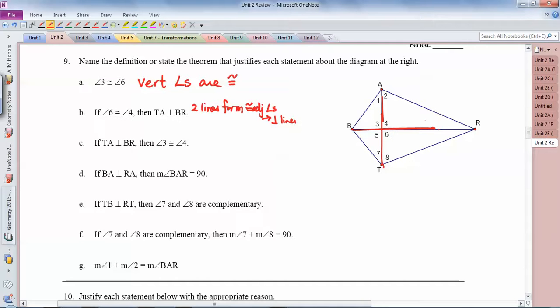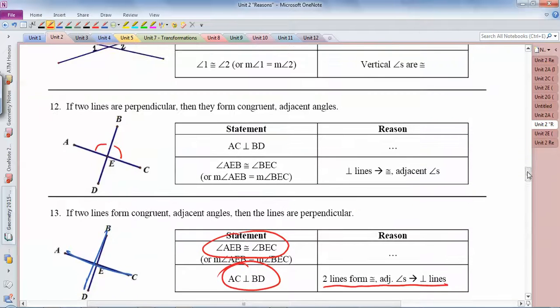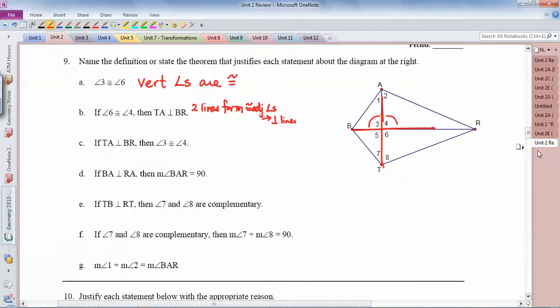If the 2 lines are perpendicular, then angle 3 is congruent to angle 4. That's kind of like B, but flipped around. It's actually like the converse of B. If we come over to our reasons, you'll notice that 12 and 13 are actually flipped versions of each other. If you have perpendicular, then you have congruent angles. So, congruent adjacent angles. That's what this says. So that's actually our reason here. Perpendicular lines lead to congruent adjacent angles.